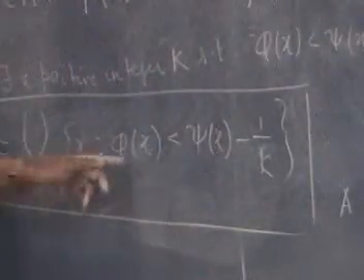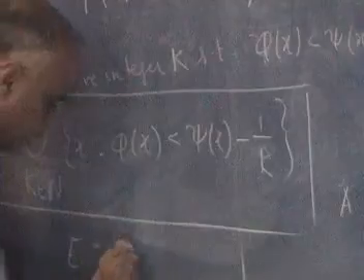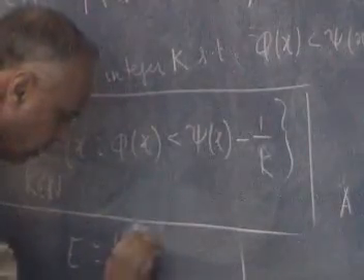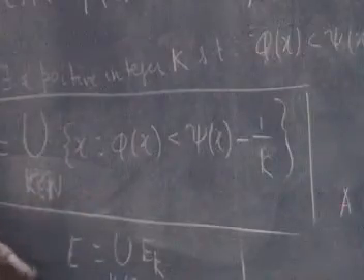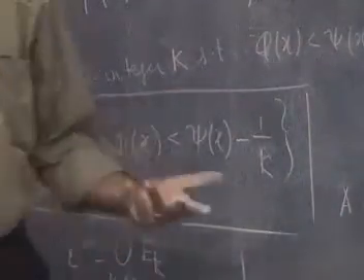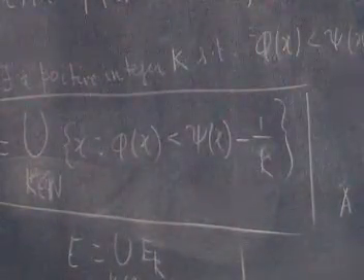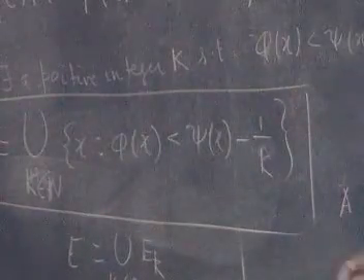then E is equal to the union over k of E_k. By monotonicity, the measure of E is less than or equal to the sum of the measures of E_k, which is 0. So the measure of E should be less than or equal to 0, but it can never be negative, so the measure of E is 0. So it's enough if we show that the E_k's have measure 0. See, finally, I'm boiling down to something which I can handle. Now, what are these E_k's?